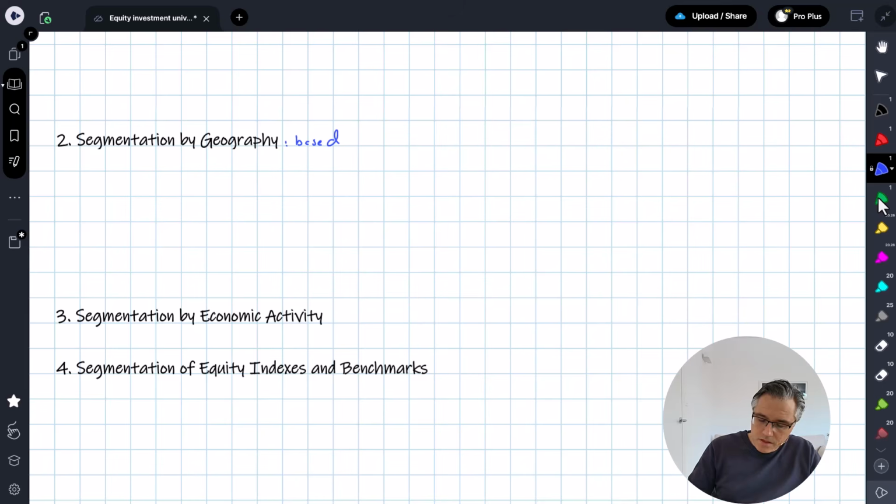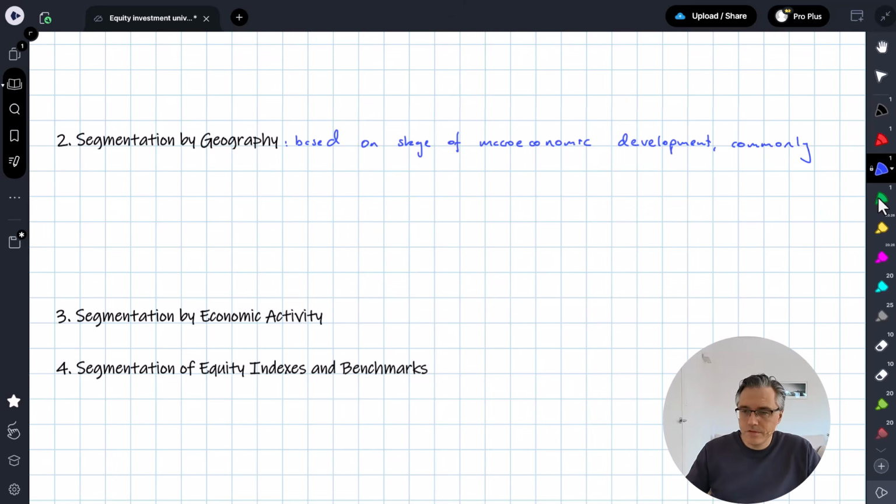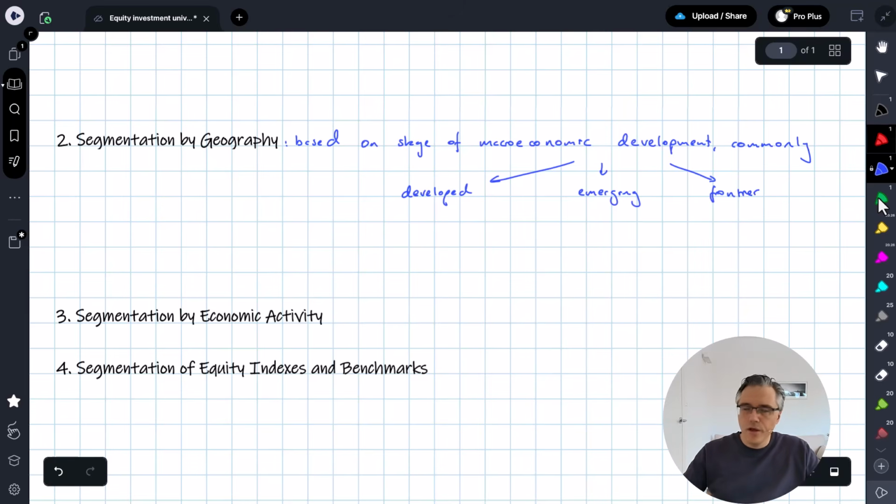Then we come to the very obvious segmentation by geography, and the book suggests that most commonly this will be based not necessarily just on a country basis, but on the stage of macroeconomic development. So commonly, we will split the investment universe geographically into companies from developed markets, companies from emerging markets, and then even more extreme than emerging would be so-called frontier markets, which are only beginning to open up.